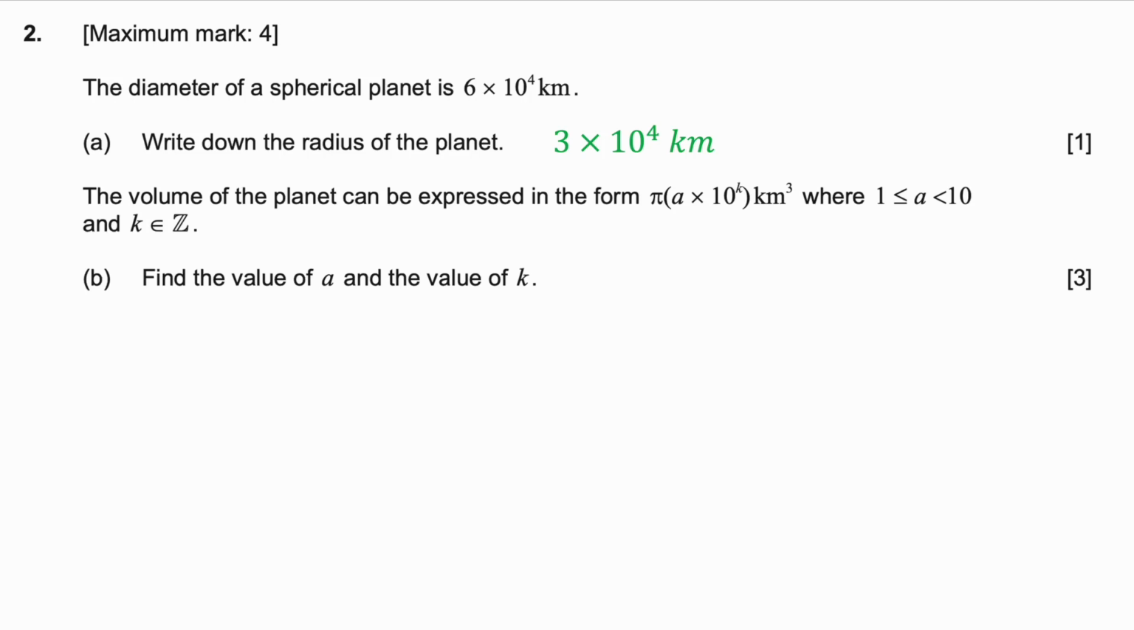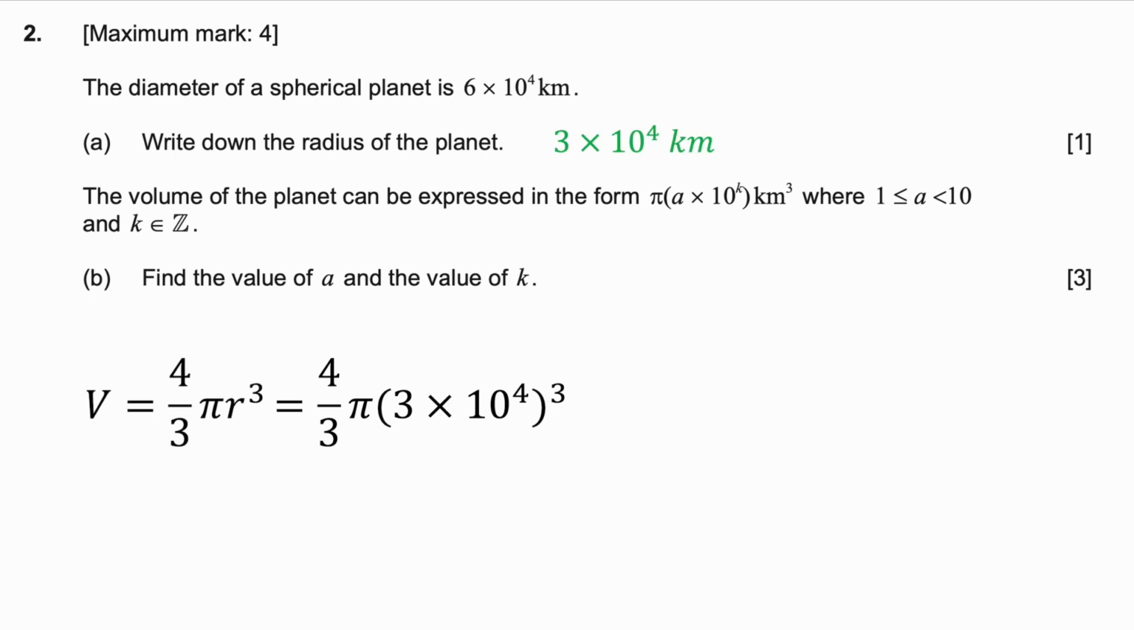The volume of the planet can be expressed in the form pi times a times 10 to the power k kilometers cubed, where 1 is less than or equal to a is less than 10, and k is an integer. Write down the value of a and the value of k. Okay, so it's the volume of a spherical planet, so it's the volume of a sphere. We're going to use the equation for the volume of a sphere, which is given here. The volume is 4/3 pi r cubed. And we're going to substitute in the radius, which we just found out is 3 times 10 to the power 4, like that. We've replaced r by that.